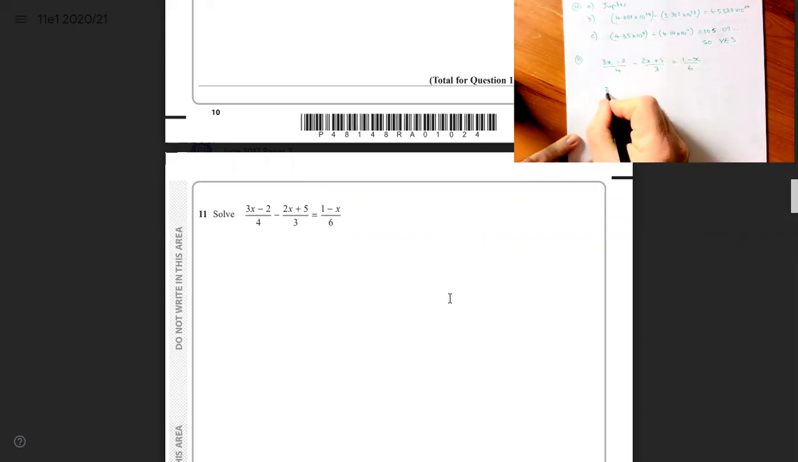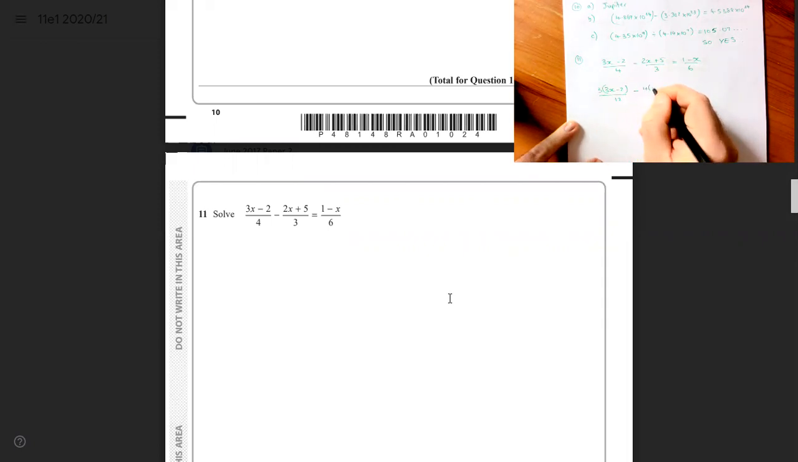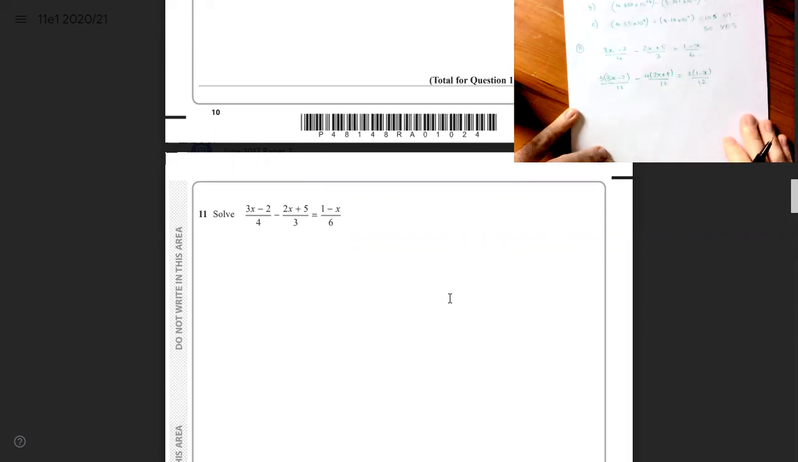So I'm going to multiply by 3, multiply by 4, multiply by 2. Okay, so now I can just compare the numerators. This numerator minus this numerator must equal this numerator because they've all got the same denominator of 12.